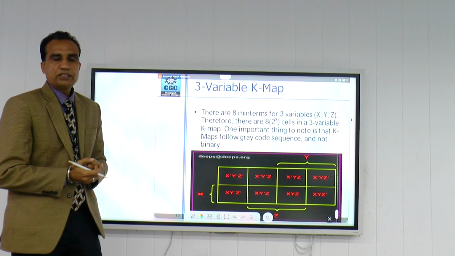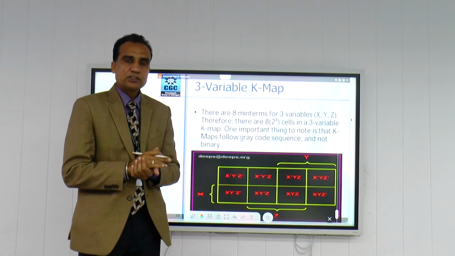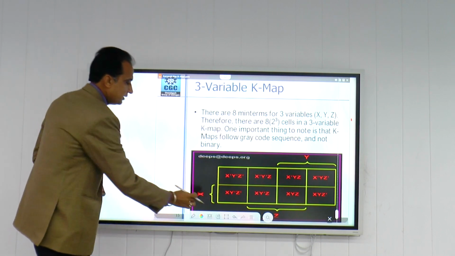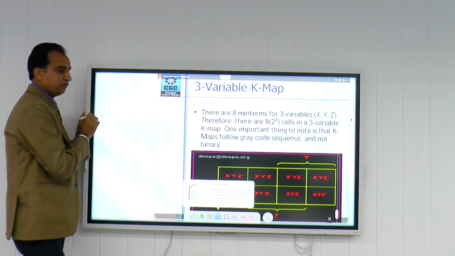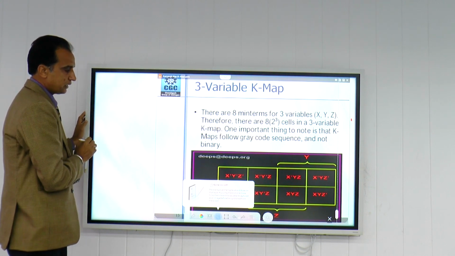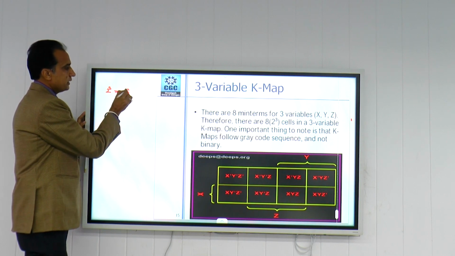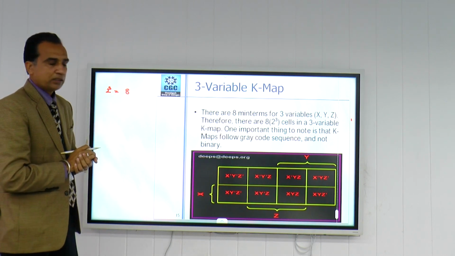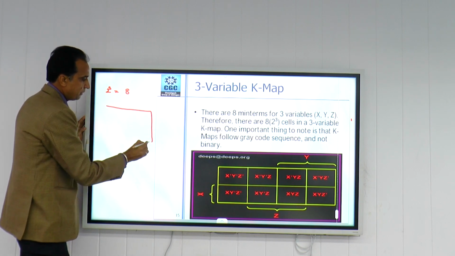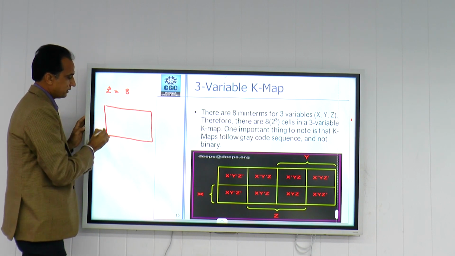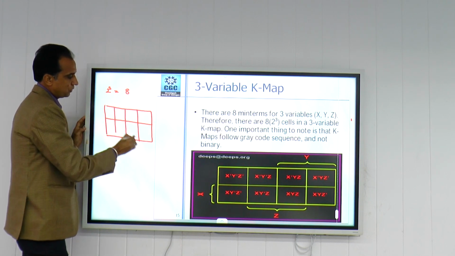Now in the case of a three variable equation, how do we use a K-map with three variables? First thing: we have three variables. How many square boxes are required? 2 raised to the power 3 means 8 square boxes are required. So we have to draw a K-map of 8 boxes, meaning 2 rows and 4 columns.